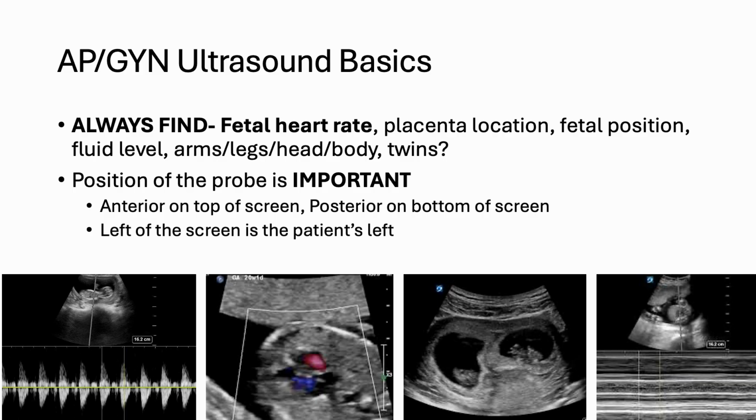So when we're talking about OB-GYN ultrasound basics, it's important that we always find the fetal heart rate, the placenta location, the fetal position, the fluid level, and whether the baby has arms, legs, body, and head, and whether it's twins. I want to stress the importance that I always find the fetal heart rate first.